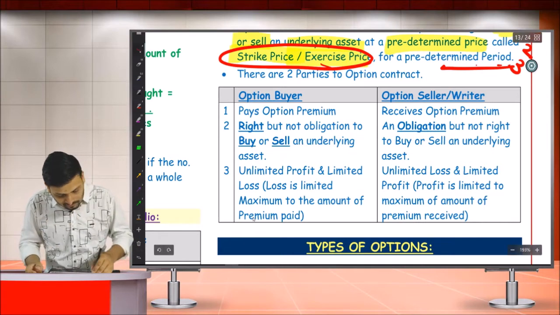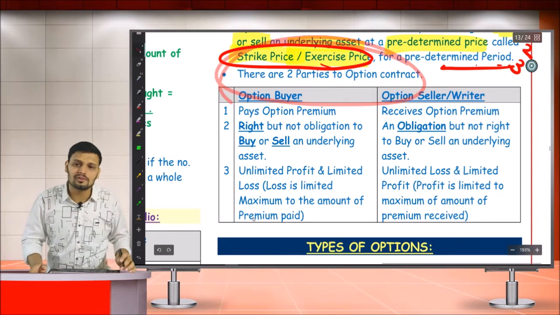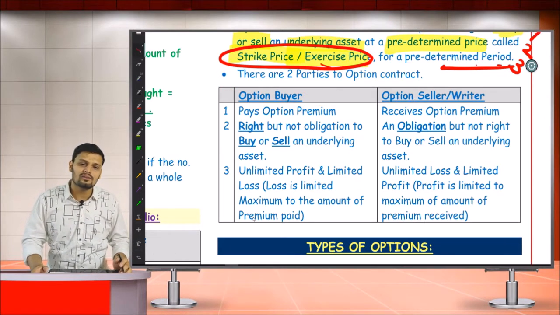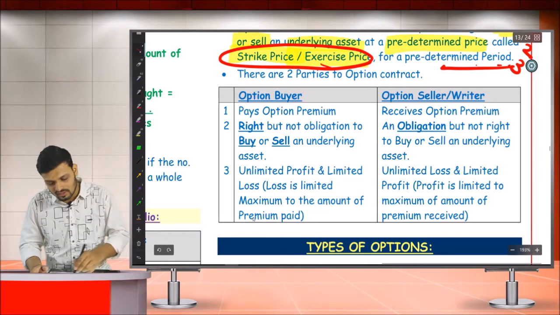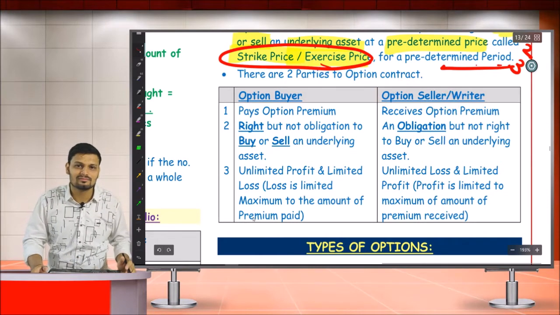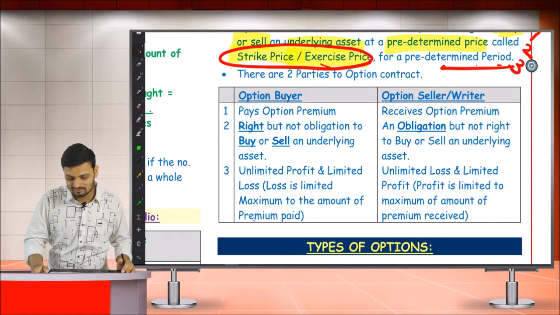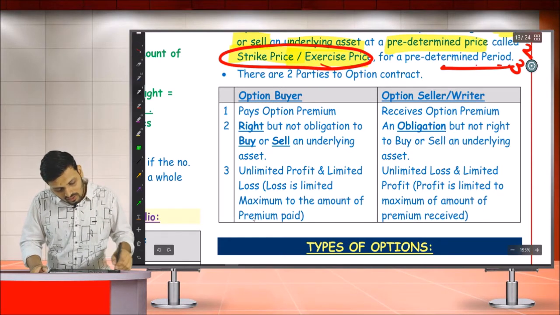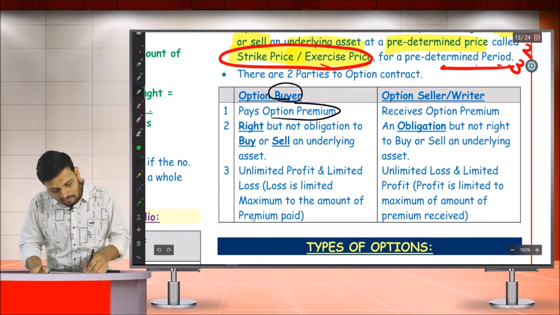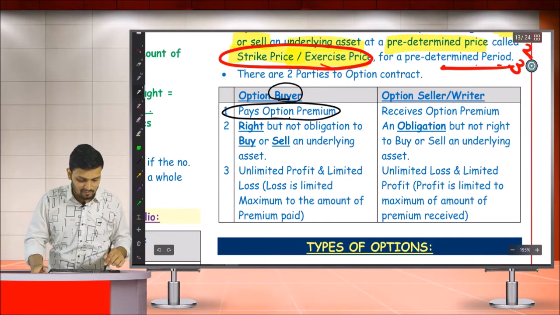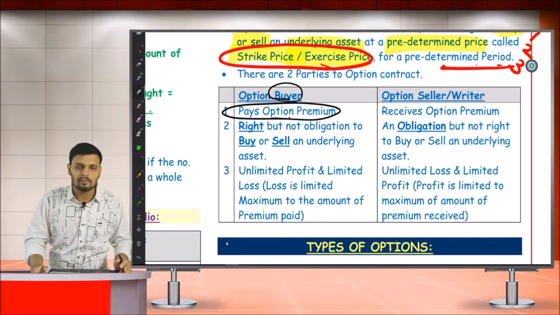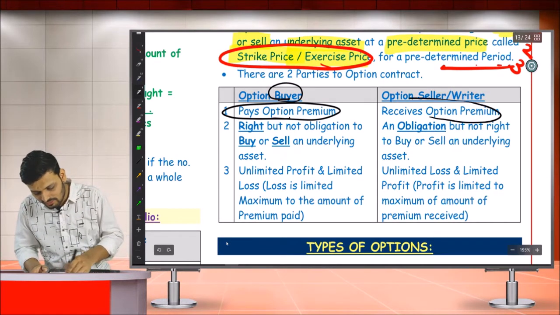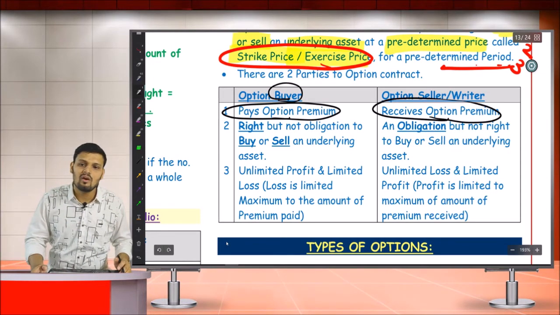Now, there are two parties to an options contract. One is the option buyer. The other one is the option seller. So it is very similar to what we have seen in futures till now. The option buyer will pay something called the option premium, and the option seller will receive the option premium.